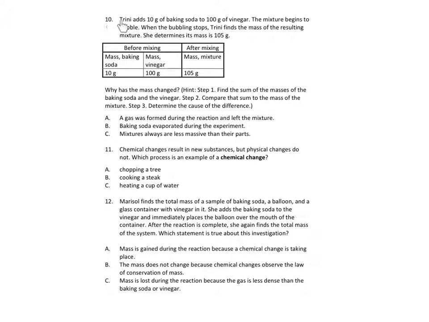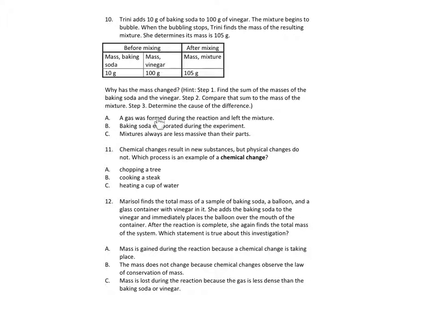Number 10. Trini adds 10 grams of baking soda to 100 grams of vinegar. The mixture begins to bubble. When the bubbling stops, Trini finds the mass of the resulting mixture. She determines its mass to be 105 grams. Why has the mass changed? Hint. Step 1. Find the sum of the masses of the baking soda and the vinegar. Step 2. Compare that sum to the mass of the mixture. Step 3. Determine the cause of the difference.